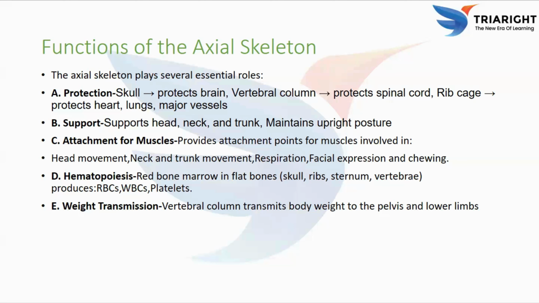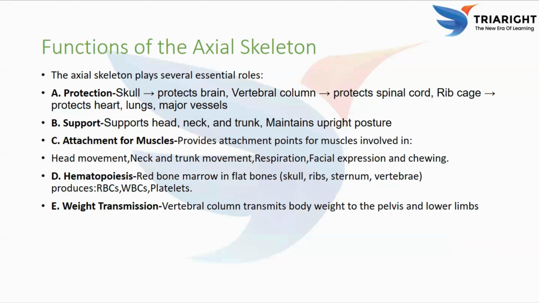The second function is support. How does the axial skeleton support? It supports the head, neck and also the trunk. It also helps us to maintain an upright posture. Without the axial skeleton, the body would collapse. We couldn't get a proper posture. If we wanted to stand or walk without the presence of the axial skeleton, we couldn't do it.